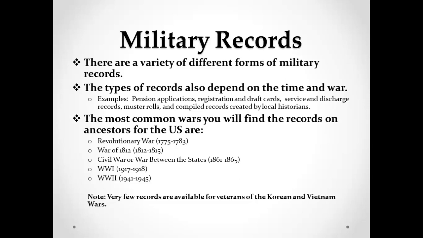The most common wars that you will find these records on for ancestors in the U.S. are the Revolutionary War, which was fought between 1775 and 1783, the War of 1812, which was 1812 to 1815, the Civil War, or the War between the States, which was 1861 to 1865. World War I, which is 1917 to 1918. World War II, which was 1941 to 1945.